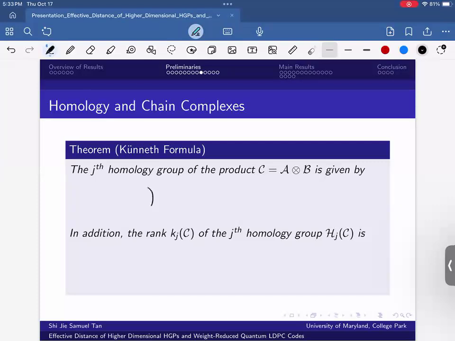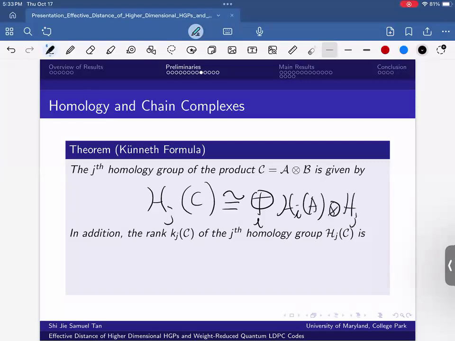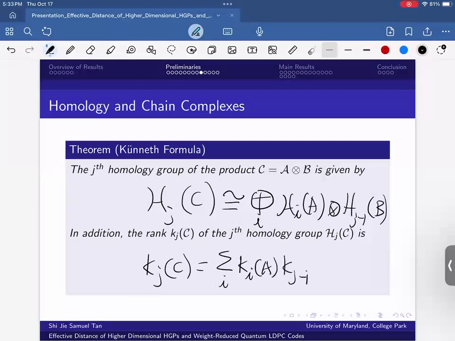So the j-th homology group of this tensor product complex is isomorphic to the direct sum of the i-th homology group of A tensor the (j minus i)-th homology group of B, and then you sum over all the different i's. But I guess the most important property here is the rank of the j-th homology group, because it gives you the number of logical qubits. It will be the sum over all the i's of the rank of the i-th homology group of A times the (j minus i)-th homology group of B.